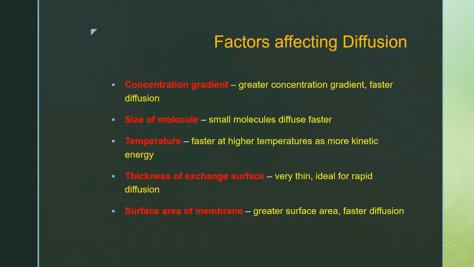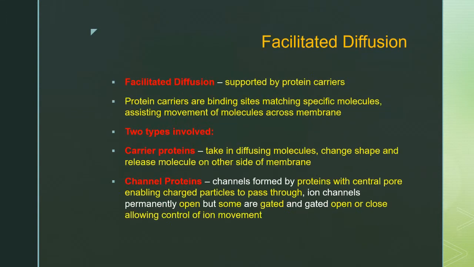So, factors affecting diffusion, there are 5 of them. They're pretty straightforward. We'll start off with the concentration gradient. The higher the concentration gradient, the faster you'll see the diffusion. It'll also be faster with a smaller molecule. It'll be faster at a higher temperature, obviously because of more kinetic energy. You use your GCSE for that. The thickness of the exchange surface is also a factor, as the thinner the surface, the more rapid the rate of diffusion. And then finally the surface area of the membrane: the greater the surface area, the faster you'll see your diffusion.